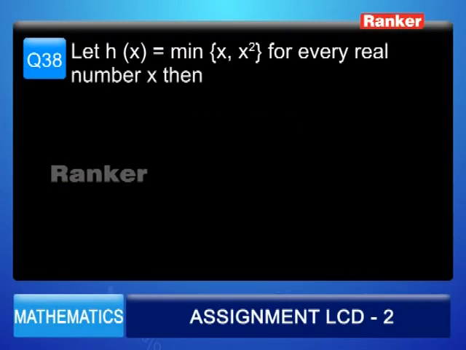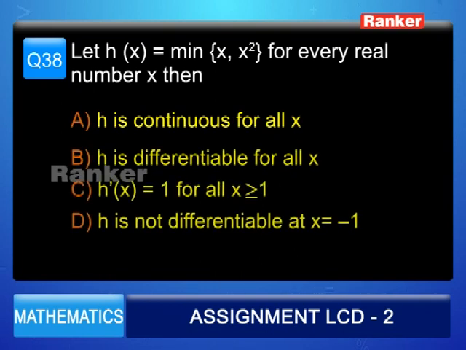Next question, let h of x is equal to minimum of x and x square for every real number x. Then we need to check whether option A, h is continuous for all x, option B, h is differentiable for all x, option C, h dash x is 1 for all x greater than or equal to 1, and option D, h is not differentiable at x is equal to minus 1.